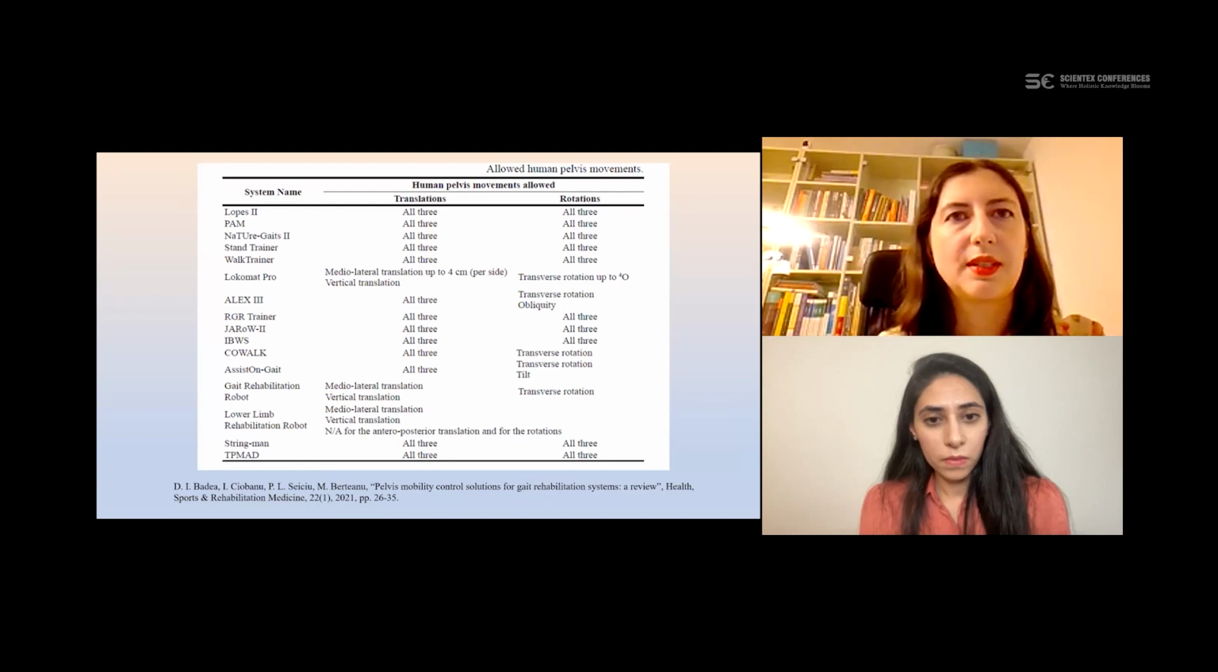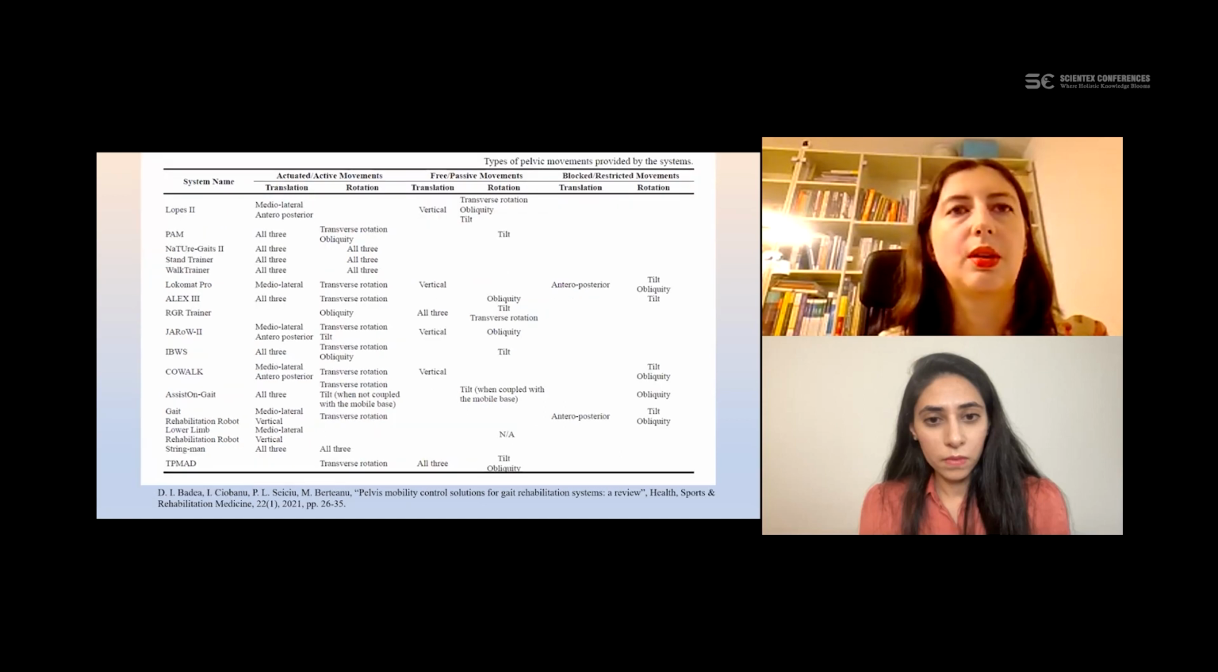A number of systems do not allow all 6 movements of the user's pelvis. Locomat Pro and Gait Rehabilitation Robot allow only 3 motions: mediolateral translation, vertical translation, and transverse rotation, the rest of them being restricted. COAC has tilt and obliquity restricted, while Alex 3 and Assist on Gait have only 1 restricted motion: tilt for Alex 3 and obliquity for Assist on Gait.